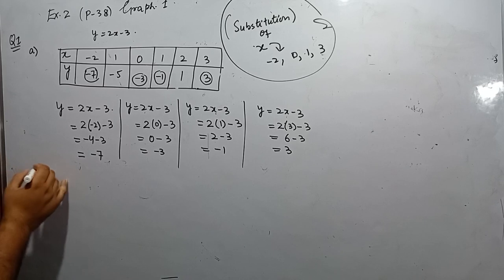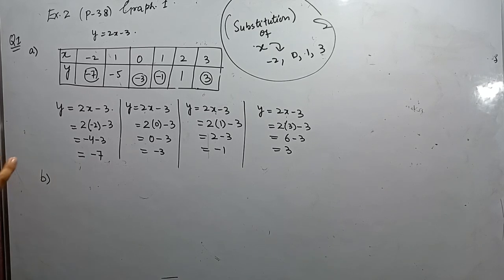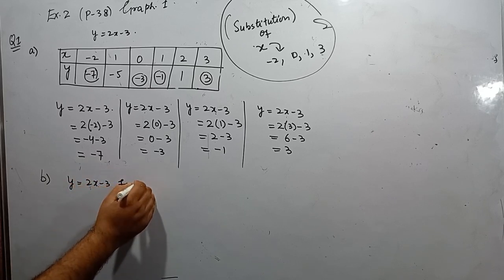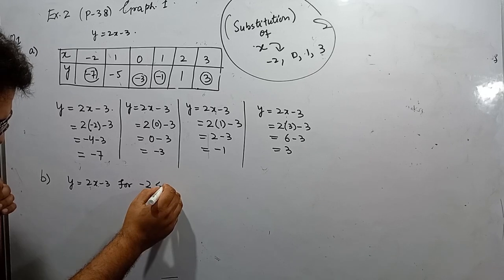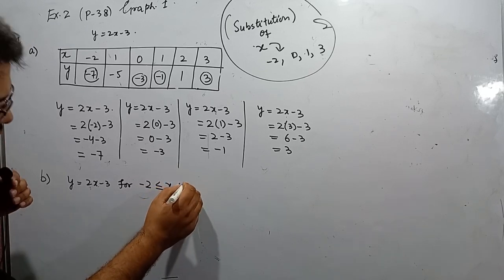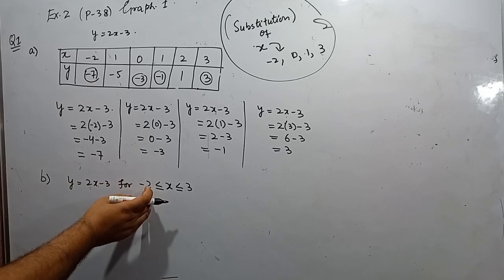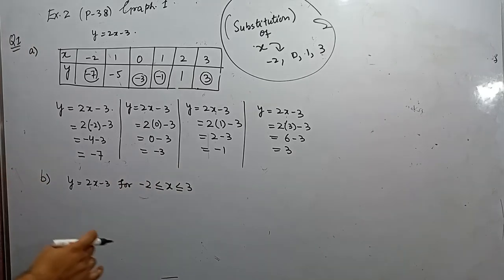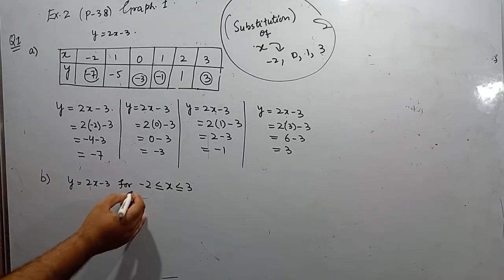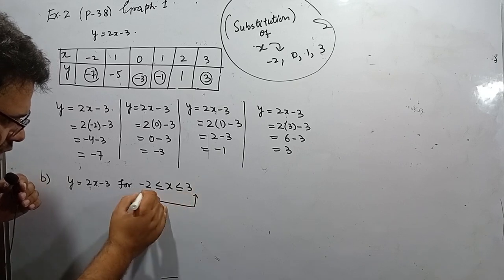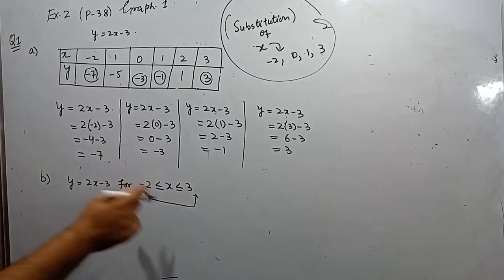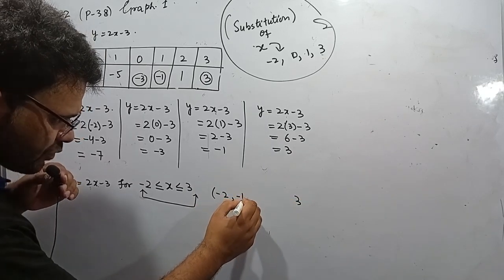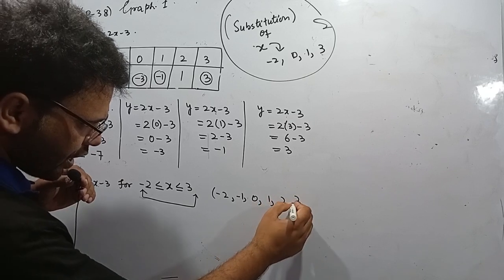Now you can see part B: draw the graph of y equals 2x minus 3 for minus 2 is less than or equal to x is less than or equal to 3. That means we have to draw the graph for this range of values. It means we should take the values of x from minus 2 to 3, that is minus 2, minus 1, 0, 1, 2 and 3.